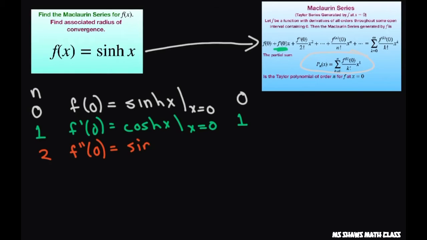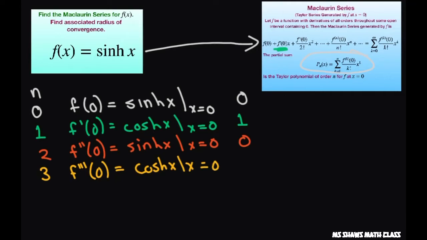So it's just going to go back and forth, and that's going to be 0. And let's try 3. Crank out some of these derivatives. Hyperbolic cosine of x. Let's do one more. Let's try 4. So the fourth derivative is going to be hyperbolic sine of x. That's going to be 0.